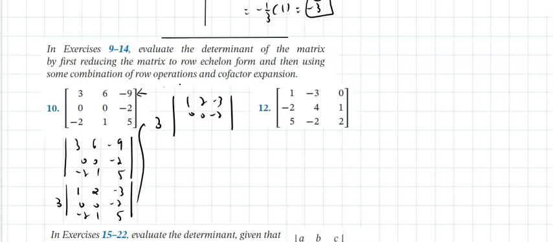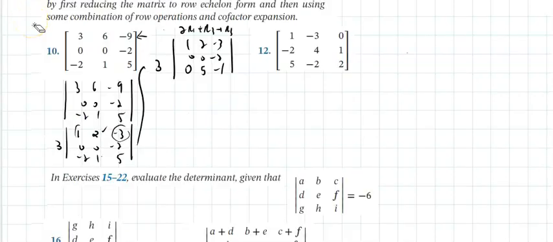Then I'm going to take twice row 1, add it to row 3, and put the result in row 3. Well, 2 plus -2 is 0. 4 plus 1 is a 5. And -6 plus 1 is a -1. Now, if I switch row 2 with row 3, I'll pick up a -1, and I'm looking at 1, 2, -3, 0, 5, -1, 0, 0, -2. Now I want to make that a 1.